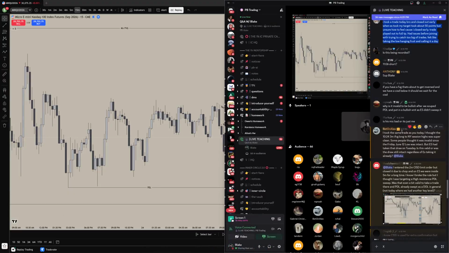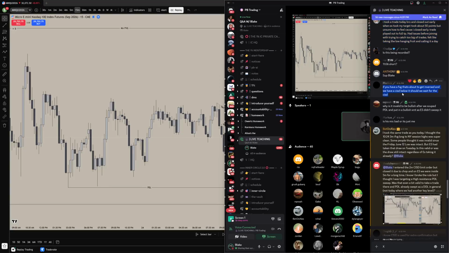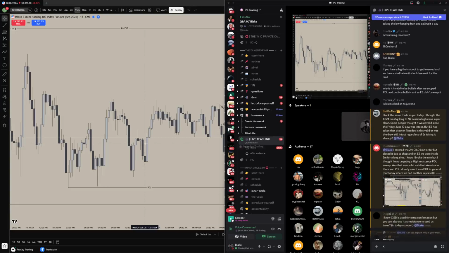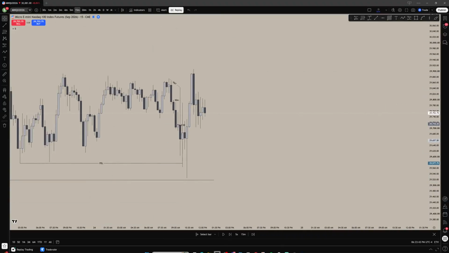It's just rainbow. If you have a Ferrari gap that's about to get inverse and we have a CISD below it, should we wait for the CISD? It's only if you're not confident in the trade and you need more confirmation, then I'll wait for a CISD. But no, it's not a necessary part of the entry model. Why is it invalid to be bullish? Because of what I just explained. Everything I just explained.